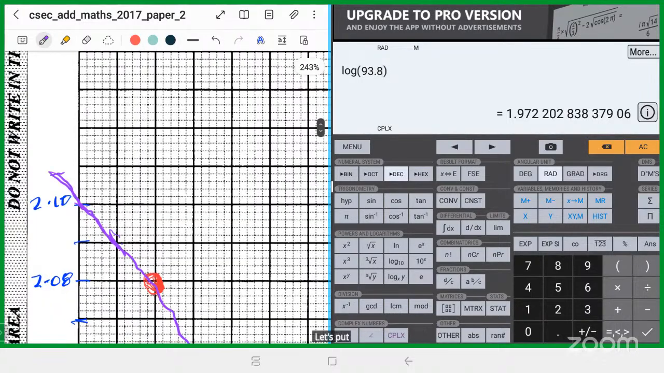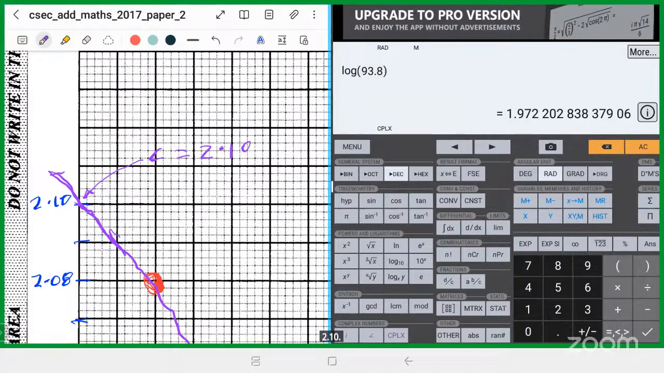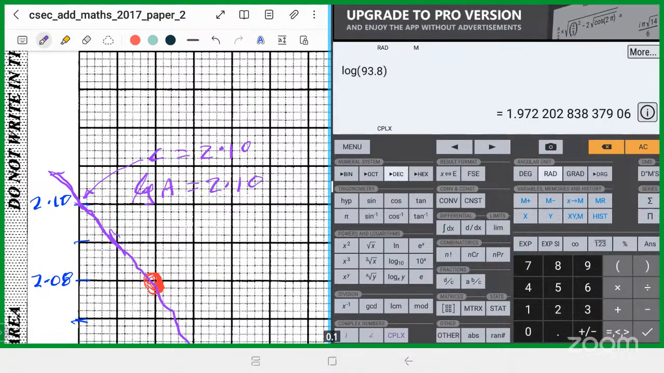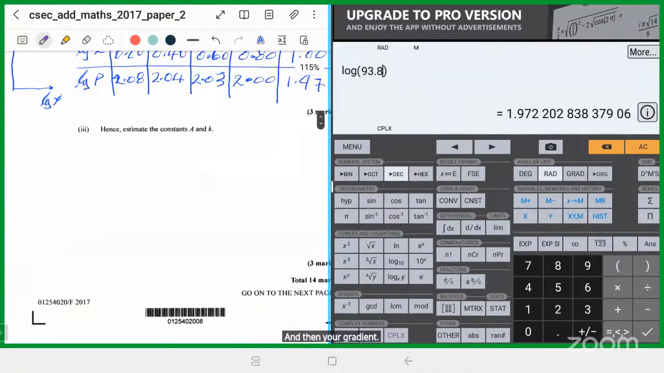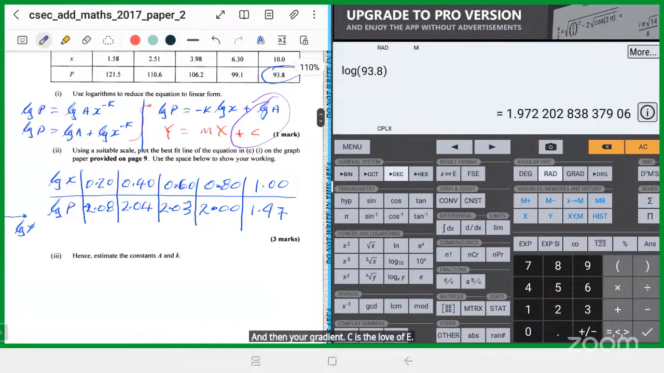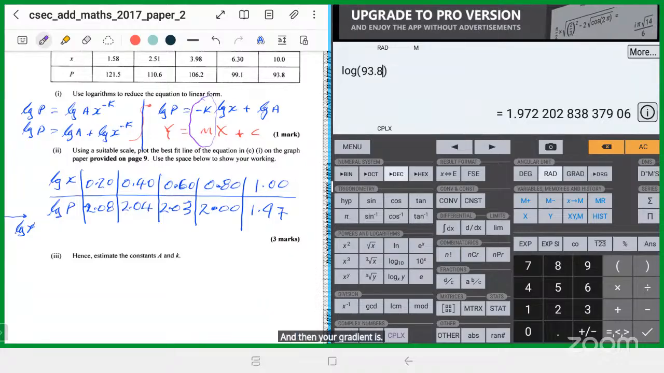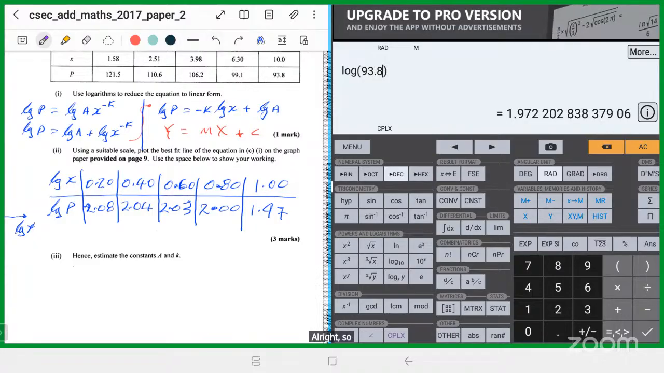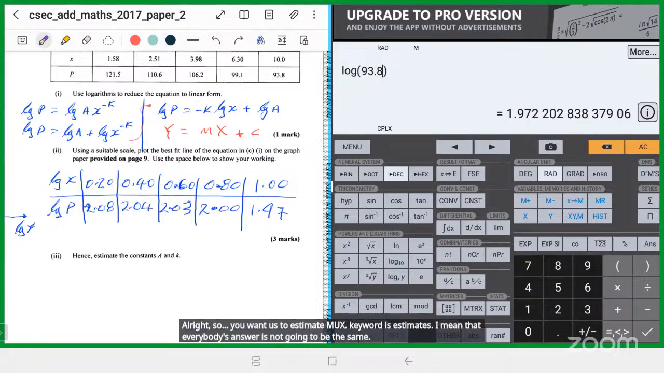Let's put on some critical things now. So this will be C, which is 2.10. Remember now that C is your log of A, which is 2.10. And then your gradient of the line, where it crosses the y-axis, is the log of A, and your gradient is negative k. Gradient is equal to minus k. Alright, so you want us to estimate them, guys. Keyword is estimate. So that means everybody's answer is not going to be the same, right? Going to have different answers.